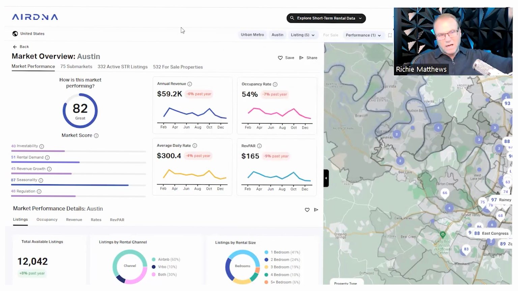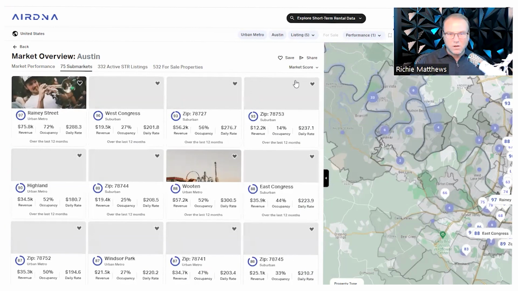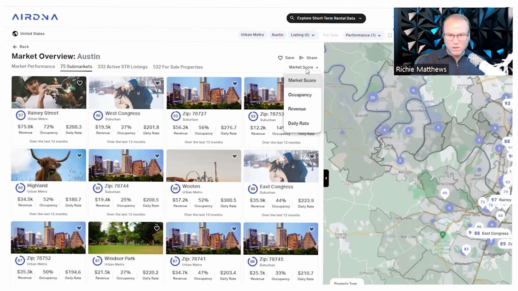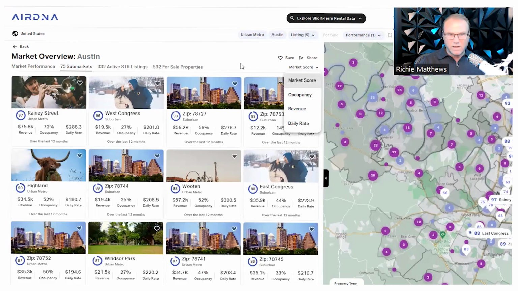Now, here's one of the things I like to do. I like AirDNA doing some of the heavy lifting for me. So look at this. Austin has 75 submarkets. So I'm not going to just get the data from Austin. That's too much data. There's going to be too many variables, right? So go right to submarkets. Look at the market score up here. It's going to give a market score based on occupancy, revenue, and daily rate. So now it's telling us Rainey Street has a 97 score. So I'm going to click on Rainey Street.